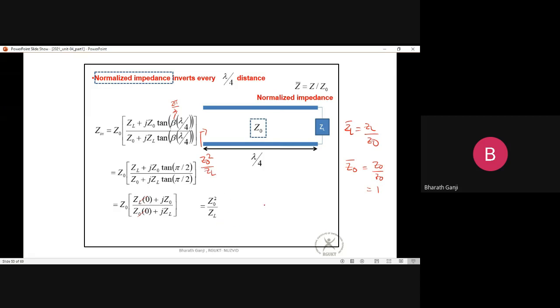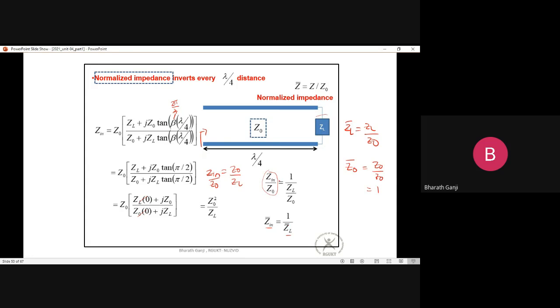I can rearrange these terms, so I have an equation like this: Zin is equal to Z0 squared divided by ZL. Taking one Z0 to the other side, Zin by Z0 is equal to Z0 by ZL, or Zin by Z0 is equal to 1 by ZL by Z0. What is Zin by Z0? Input impedance divided by Z0 is the normalized impedance. And ZL by Z0 is the normalized load. If I know the normalized load impedance, the input impedance is nothing but the reverse of it.